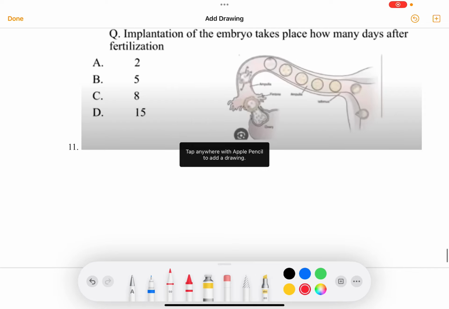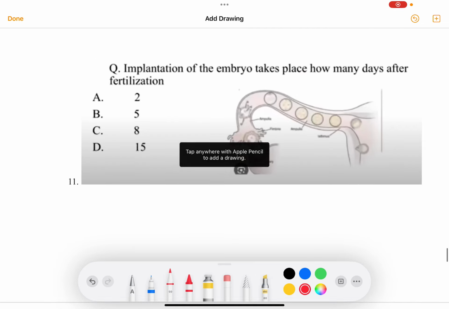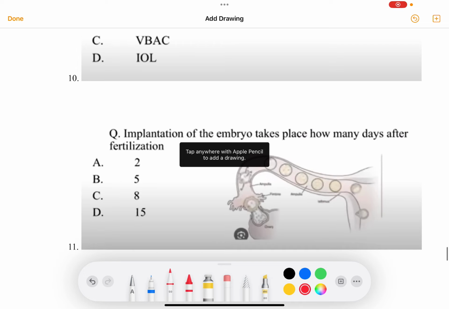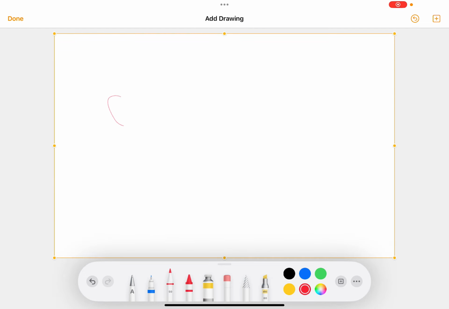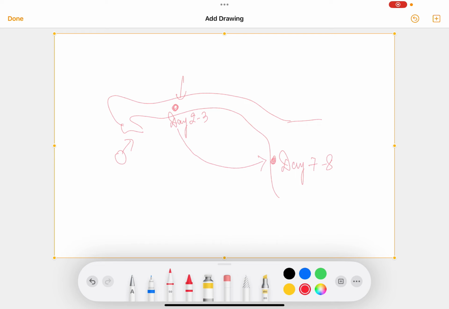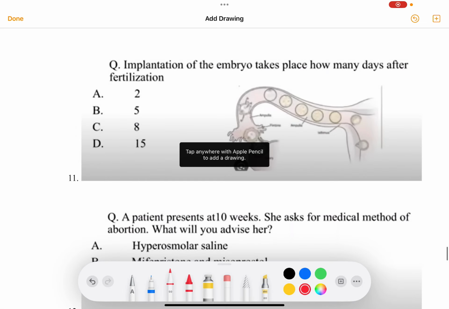Coming to question number 11, implantation of the embryo takes place how many days after fertilization? So basically implantation occurs after 5 days of fertilization. When ovulation occurs, at day 2 to day 3 the fertilization occurs, and if you take this as day 2 to day 3, then at day 7 to day 8 the implantation occurs. So the timing from fertilization to implantation is almost the 5th day. Okay, 5 days. So 8 minus 3 will be 5 days. So the answer will be B, 5 days.